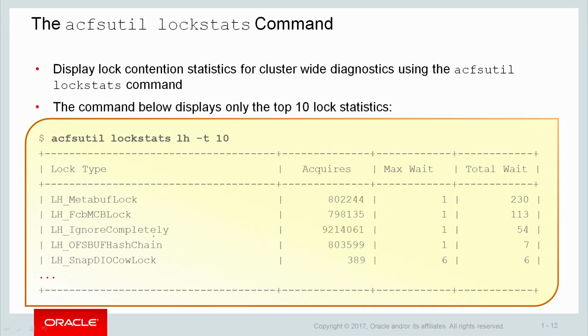ACFS util lock stats command. This displays lock contention statistics for cluster-wide diagnostics. The command below displays only the top 10 lock statistics, so T10 here. And we have details of what type of lock it is, so different classifications of locks. We have how many times that type of lock has been acquired, the max wait for that particular lock, and the total cumulative wait for that particular type of lock as well.